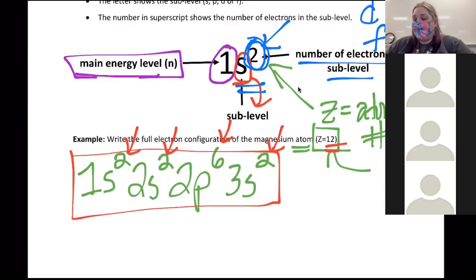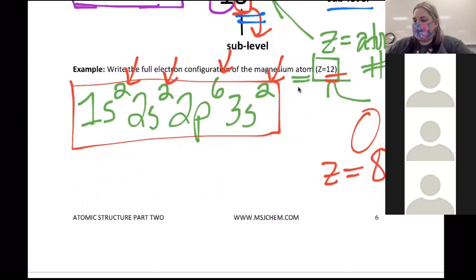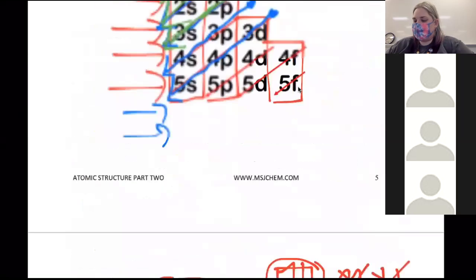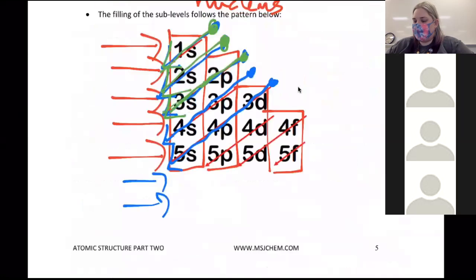Now let's do something else. Let's do oxygen. Oxygen's atomic number is 8, so Z equals 8 for oxygen. I would start the exact same way. I know I would start with 1s, and that's going to be 2.